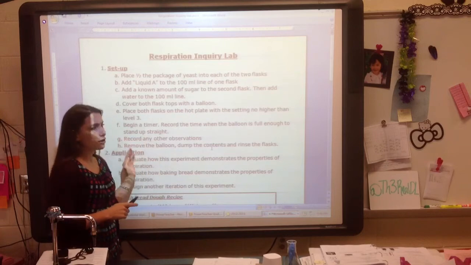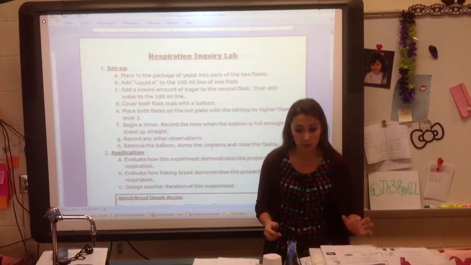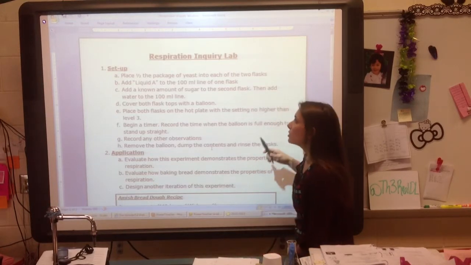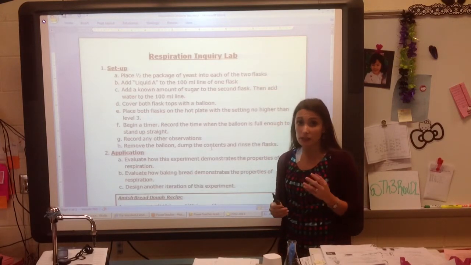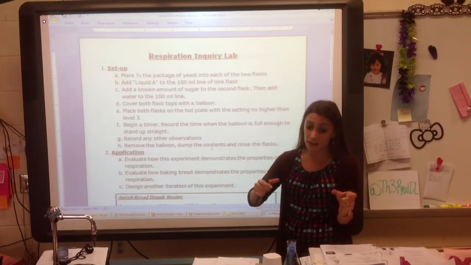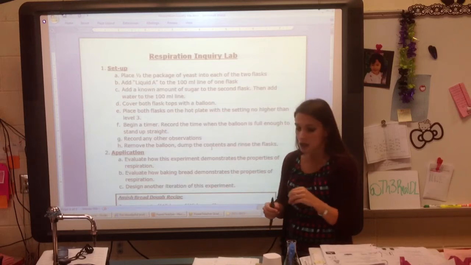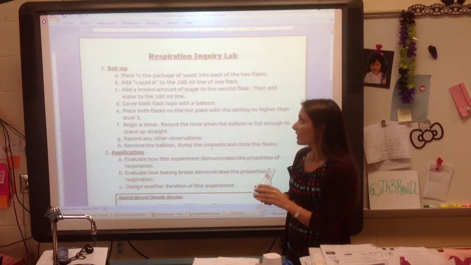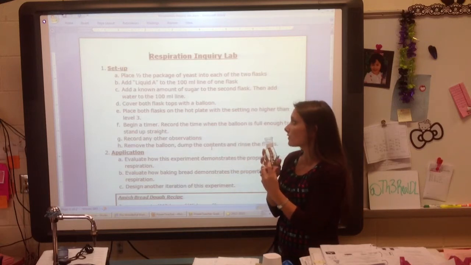Next, we're moving to start our inquiry lab. And so we want to ask some questions about respiration and what is important to understand about respiration. So you're doing this inquiry lab and you're going to use a living organism, yeast. Remember that your package of yeast needs to be placed half in one flask and half in the other flask. So you only get one package of yeast. After you put half of the yeast in one and half of the yeast in the other, you need to add liquid A to the 100 milliliter line of the one flask.